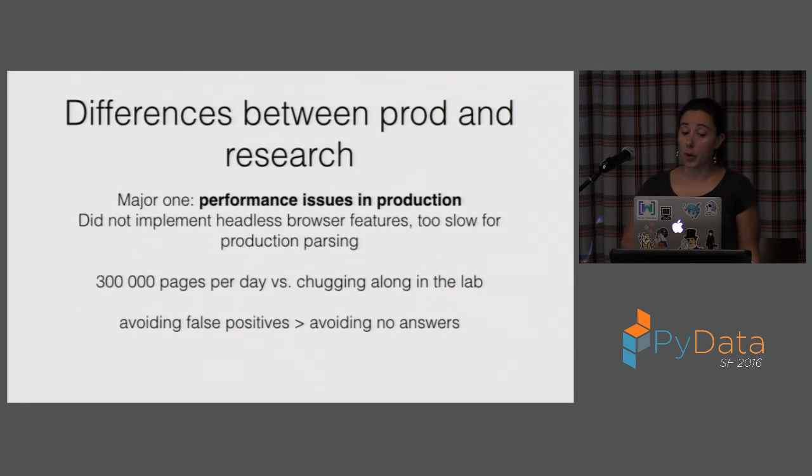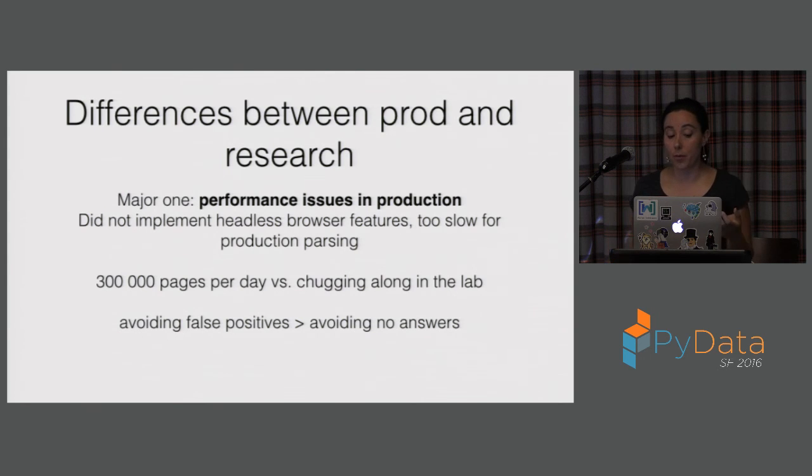Basically, we parse about 300,000 pages per day, versus for research purposes, you just leave it chugging along in the lab until it's done and you have your result. So we ended up leaving those out, and you can guess that how close it is to the title probably correlates very strongly, so that's probably part of the difference in accuracy.